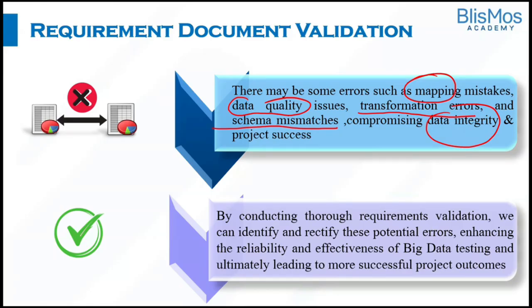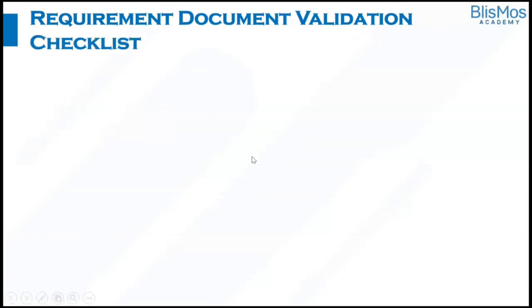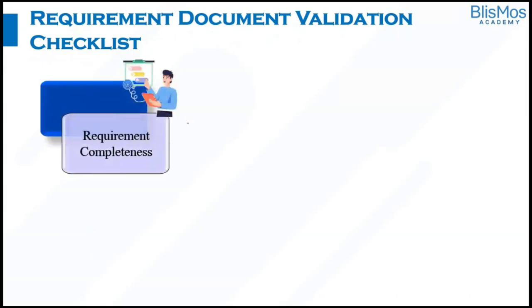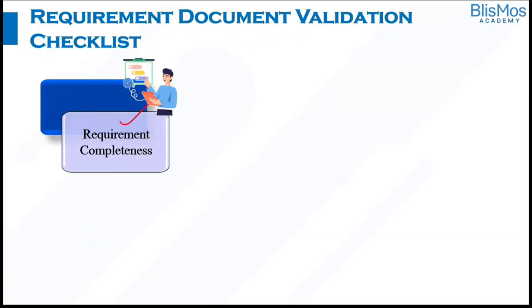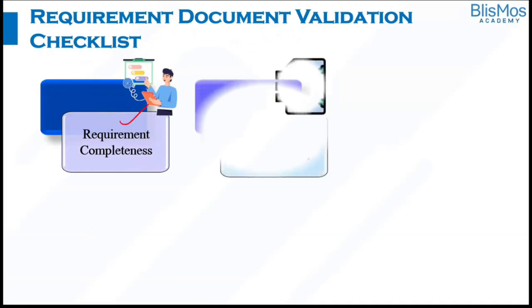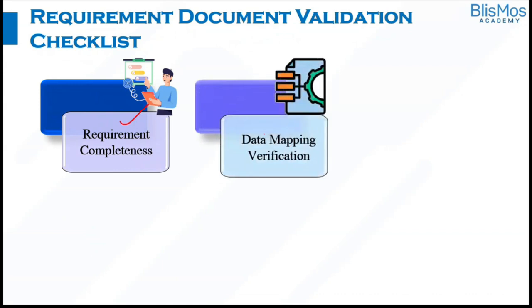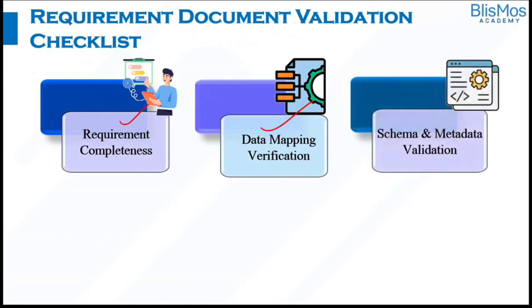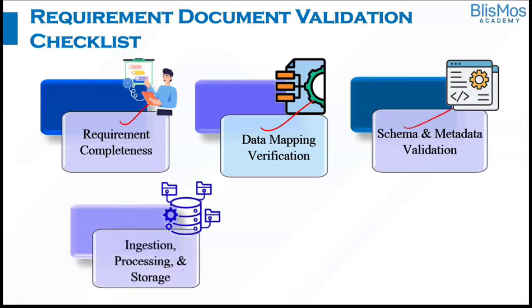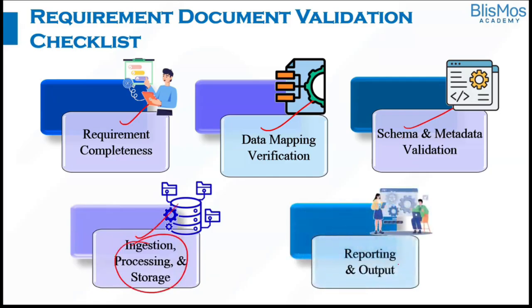That will make our project more successful. We do have different requirement document validations. Like we will be looking at whether the requirement is complete or not through requirement completeness check. Then we'll also check data mapping verification. We will check schema and metadata validation. We'll check ingestion, processing, and storage check. And we'll also check reporting and output.